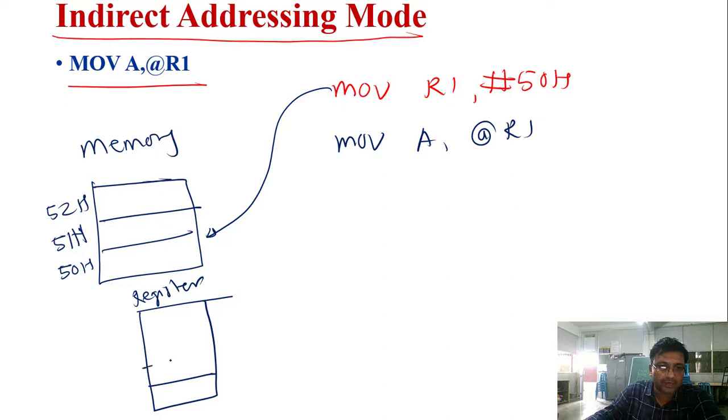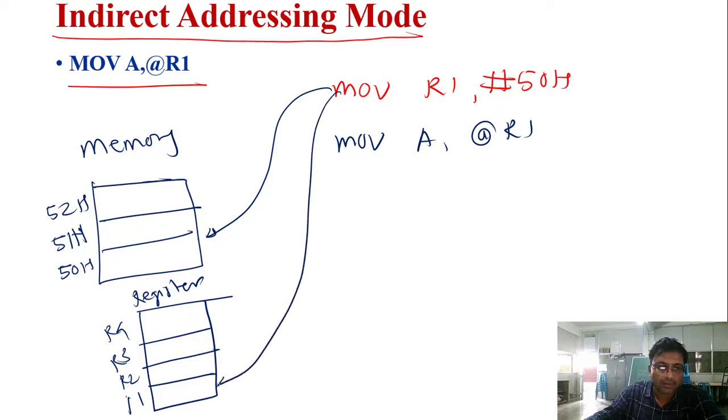So I have different registers. So this is my R1, my R2, R3, R4. So this instruction loads 50h into R1. So my address will be 50h. Suppose my 50h contains 25. So this instruction will execute.